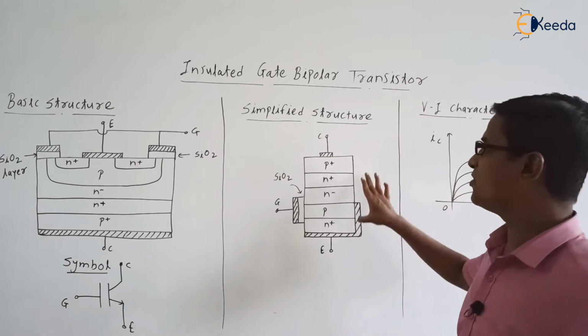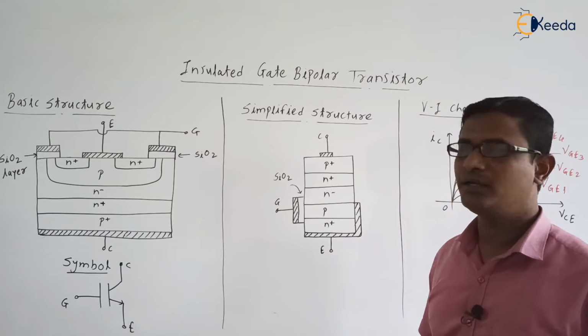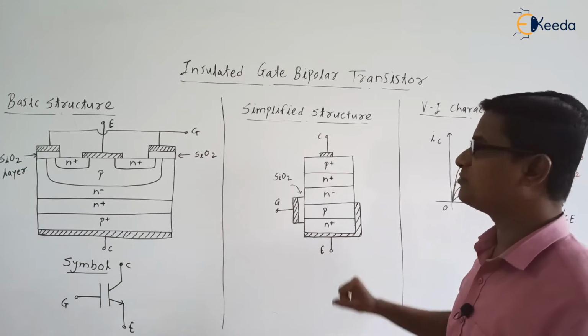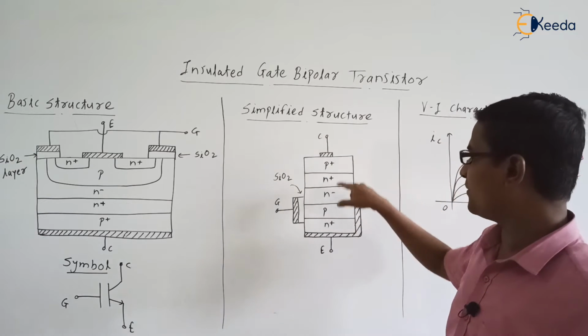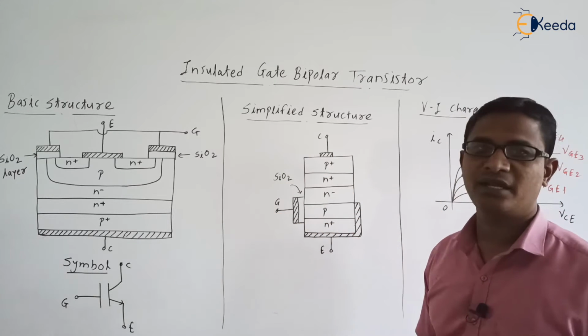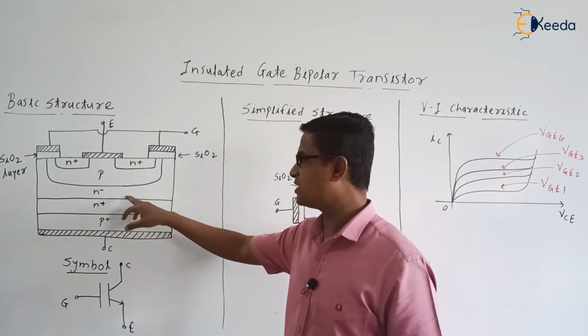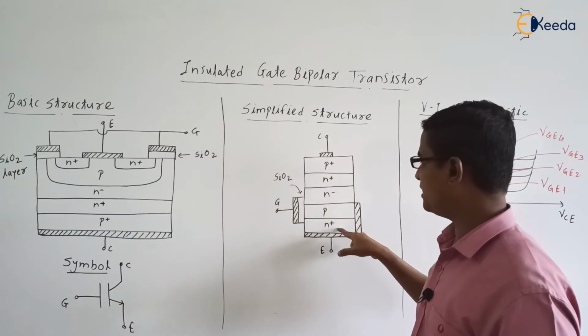Next, the simplified structure of the IGBT. From the basic structure, we have drawn the simplified structure. Here again we have the three terminals: collector, emitter and gate. As I said, it has various layers: P plus, N minus, P and N plus layers.